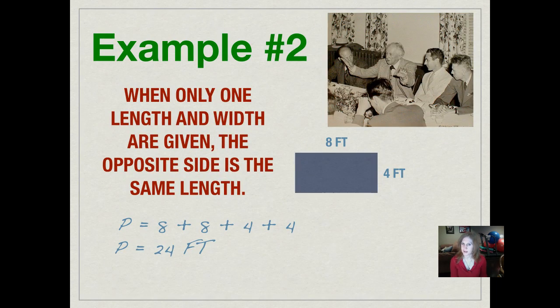Here's our second example. In this example, they don't give us the length of all of the sides. We see that our long side, or our length, is 8 feet, and our width is 4 feet. We have to assume that the opposite side is going to be the same length in a rectangle, and that the opposite side width is going to be 4 feet also. So we can add 8 plus 8, that's the two lengths, and then 4 plus 4, which is the two widths, and we get 24 feet.